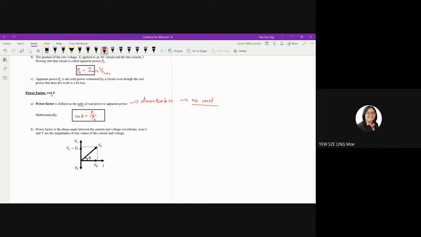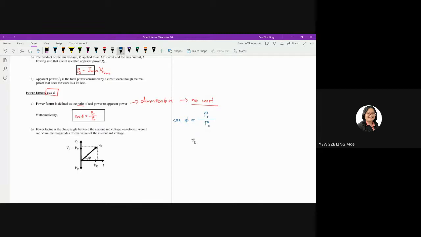So this cos phi, the whole thing, represents power factor. Not the angle, not tangent phi, not sine phi, but cos phi, because cos phi will give us the ratio of PR over PA. Now, when it comes to this part, there are actually a lot more equations that can be used to calculate power factor if you derive the equation step by step. So cos phi, we know, is PR over PA.